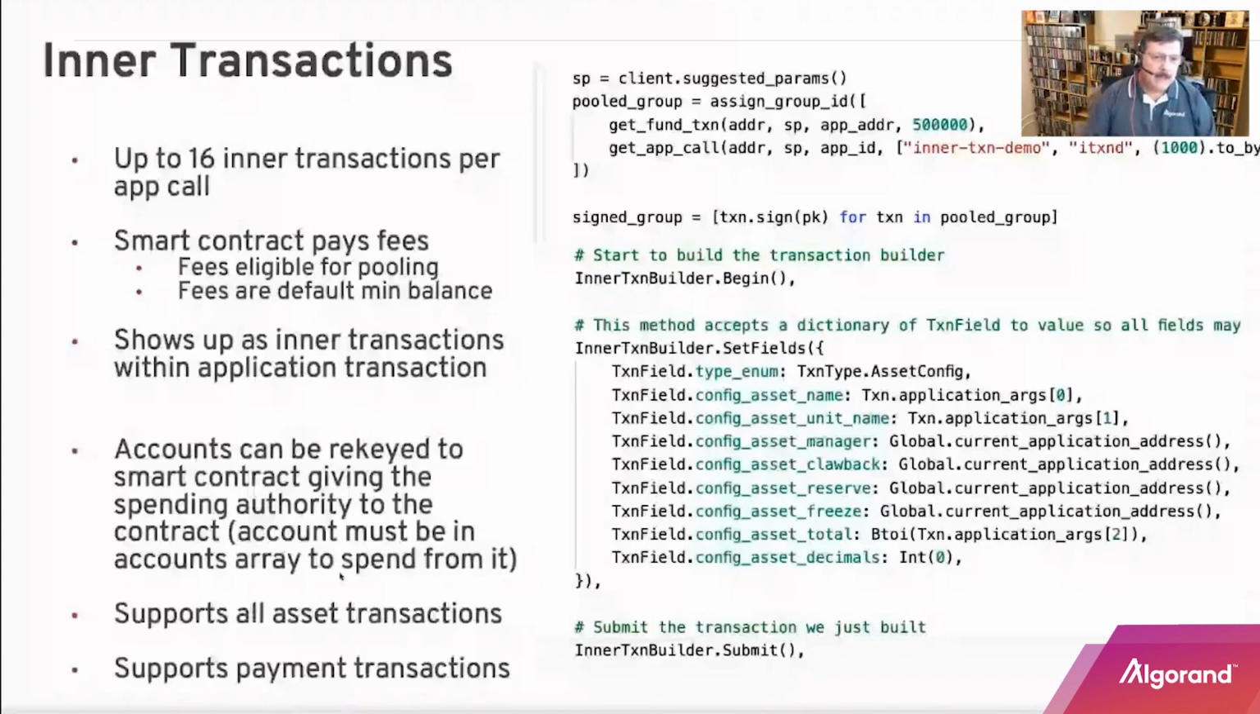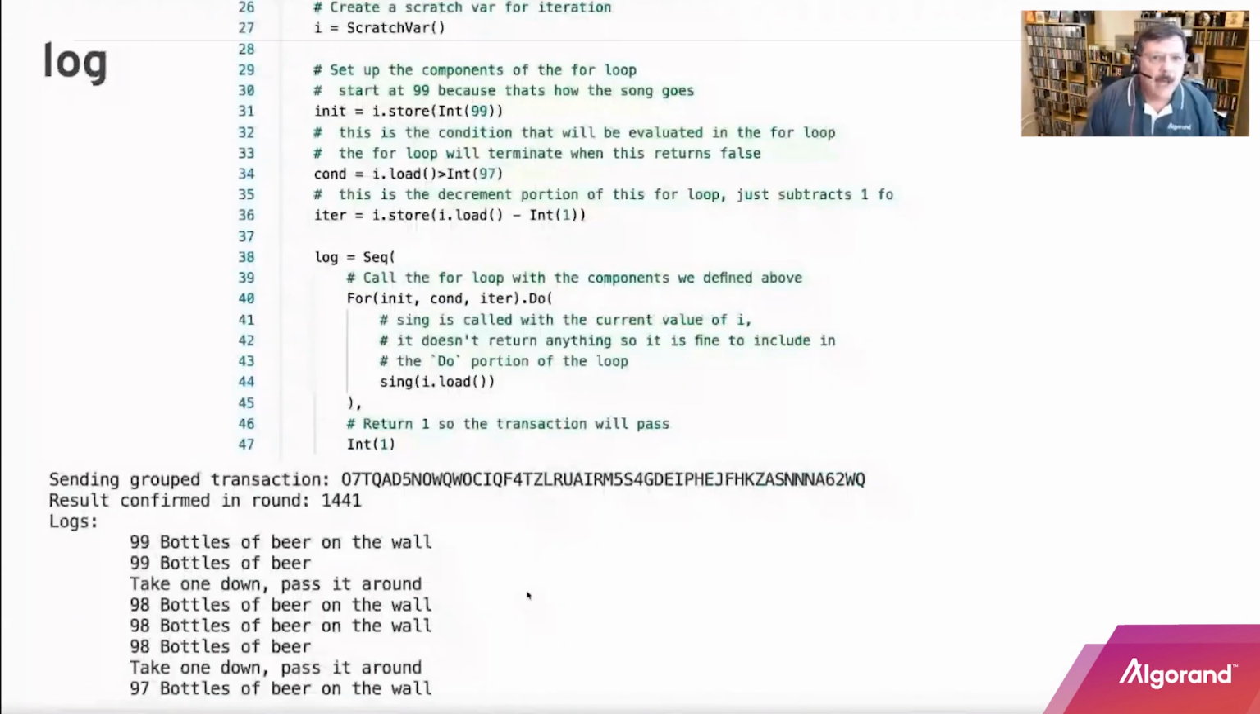And accounts can be rekeyed to a smart contract, giving the spending authority to the contract, and the account must be in the accounts array to spend from it, of course. And then it supports all asset transactions as well as payment transactions. And logging, where you can see here an example of what you have when you can go ahead and start writing out logs to the blockchain.